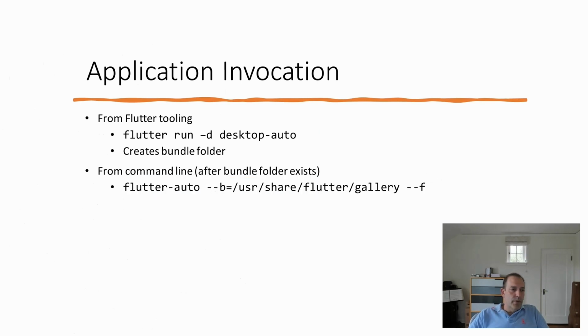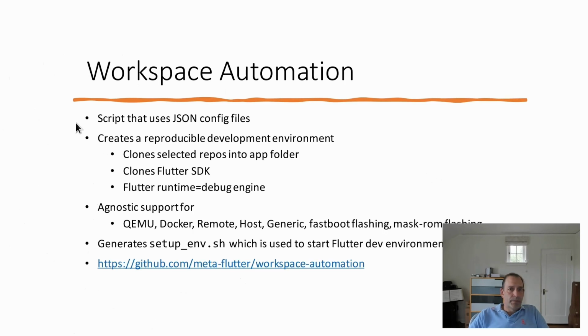Now, moving on to Workspace Automation. It's a script that uses JSON config files. It creates a reproducible development environment. So it's handy for new members on the team, or if you haven't worked on something in a while and you want to recreate the environment and get to a known state. It's a great tool for that.